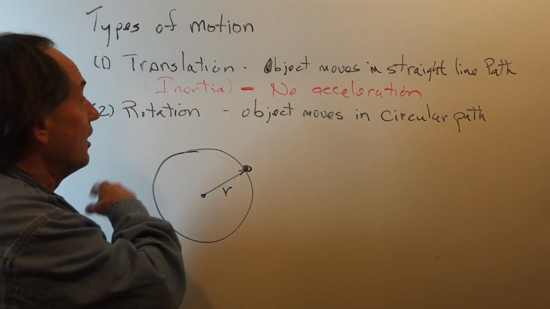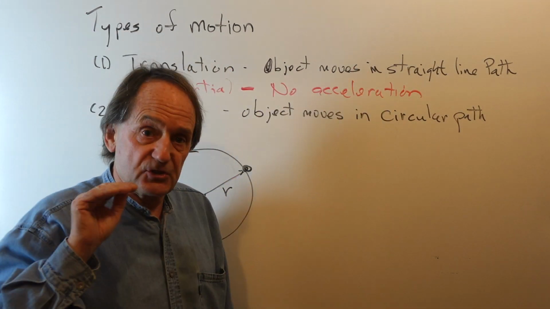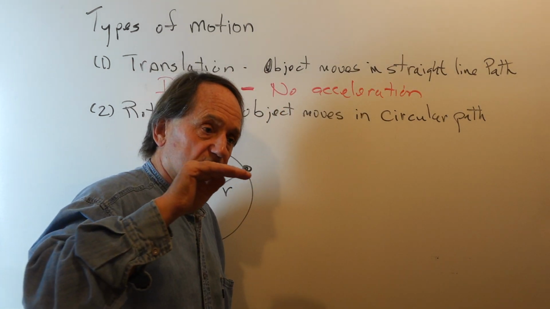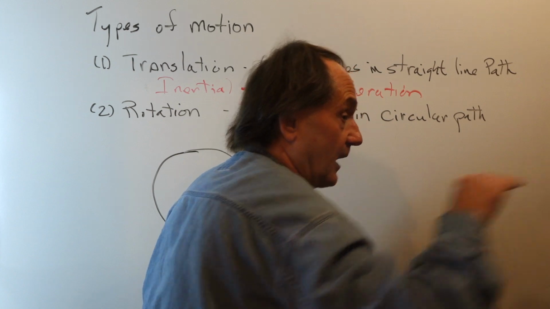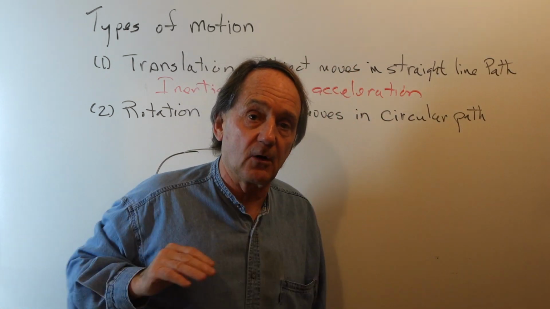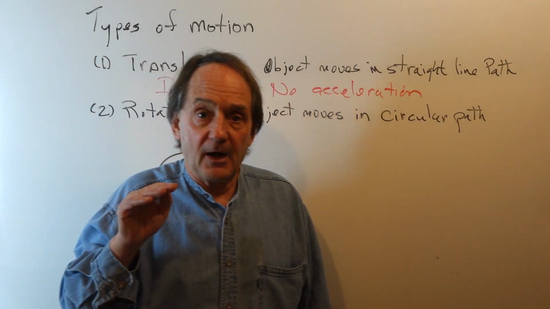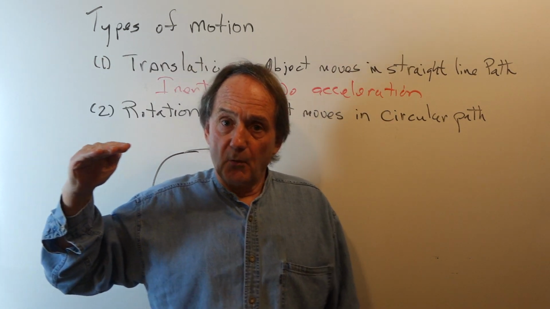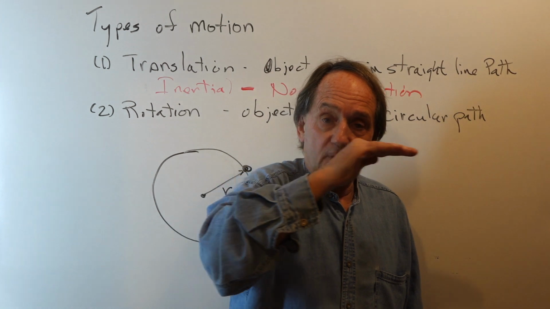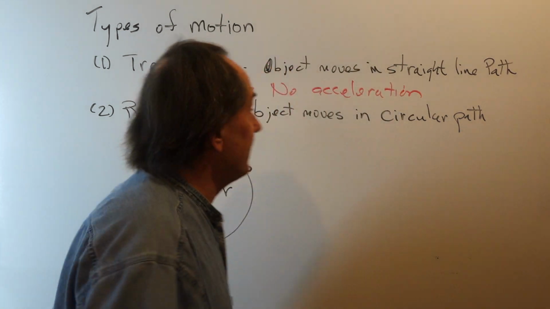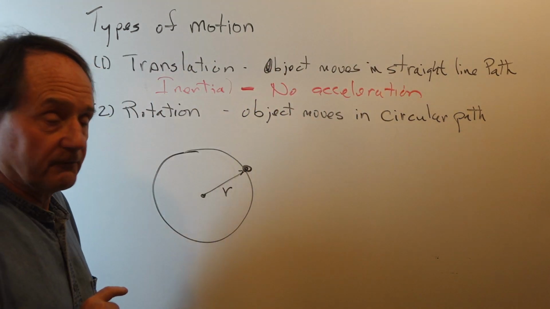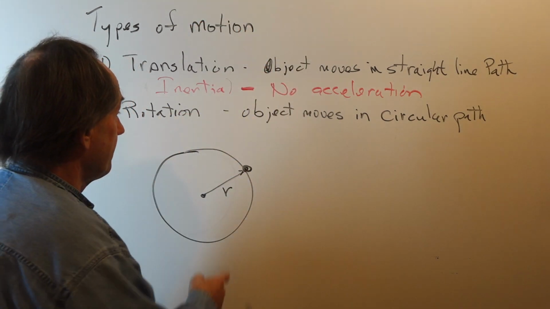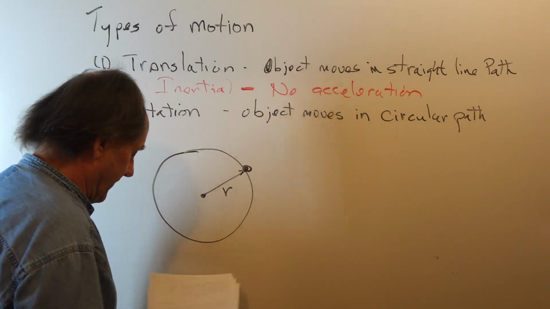Translation in general could have an object changing its velocity with time as it goes in a straight line. It could, say, start slow and then speed up and then slow down. As long as it's going in a straight line, we call that translation. But if we put a further restriction on it, where the object moves in that straight line always at a constant velocity, we call that an inertial reference frame. No accelerations. Now, in rotation, an object is moving in a circular path.